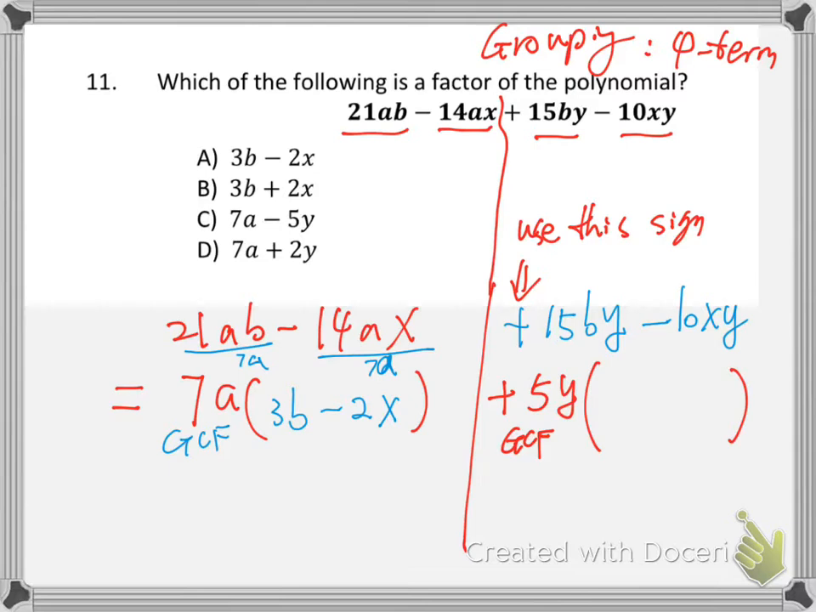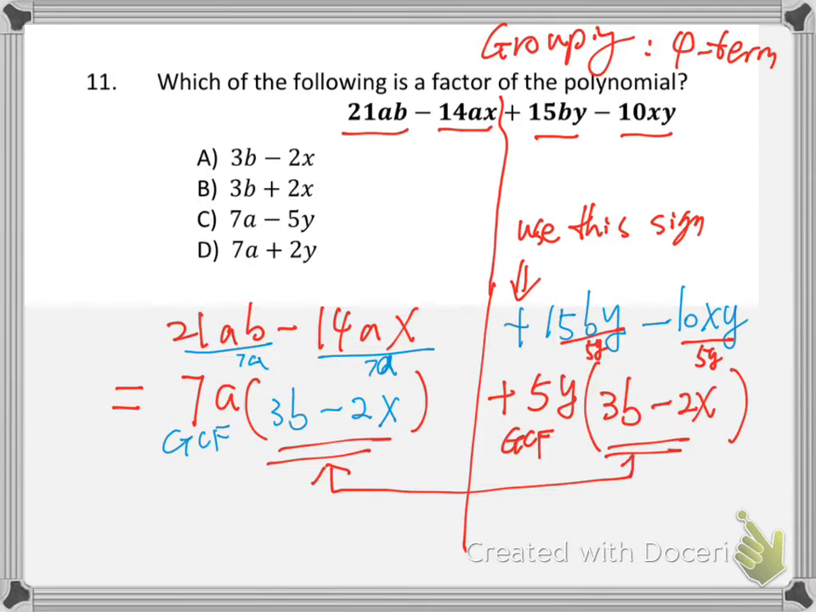Now we need two divisions. This divided by the GCF, we got 3b. This divided by the GCF, we got negative 2x. Now you see we got exactly the same quotient. They are the same. They have to be the same. If they are not, that means your GCF or your division is wrong.